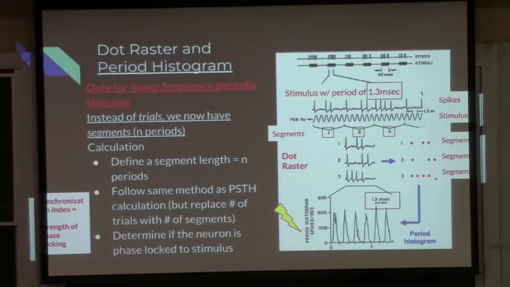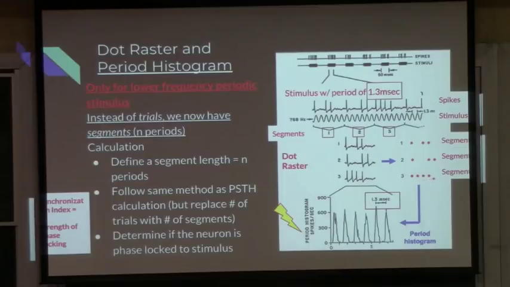And so the dot raster here is pretty much the same as the dot raster we've had all along. The only difference being, instead of different trial numbers, we have different segment numbers. So we're looking at 3 segments instead of 3 trials. But we are still looking at the same x-axis of time after the stimulus began, or after the segment began. It's just that on the y-axis, instead of trial, we're now looking at segment number.